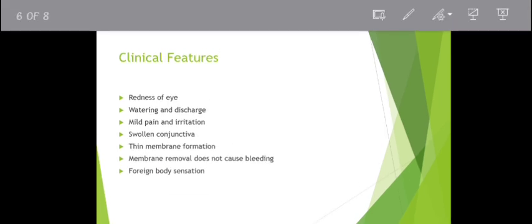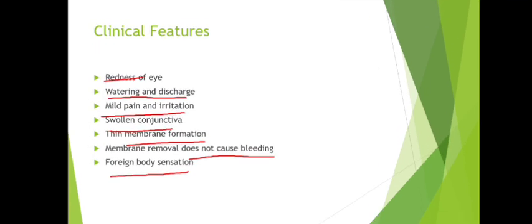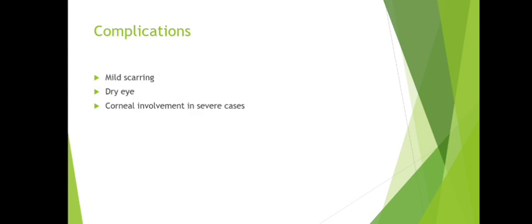Then the clinical features: redness of the eye, watering and discharge, mild pain and irritation, swollen conjunctiva, thin membrane formation, and foreign body sensation. Removal does not cause bleeding. The clinical features are the same, but no bleeding on removal is the difference. Otherwise, you can also write the clinical features of membranous conjunctivitis for pseudomembrane.